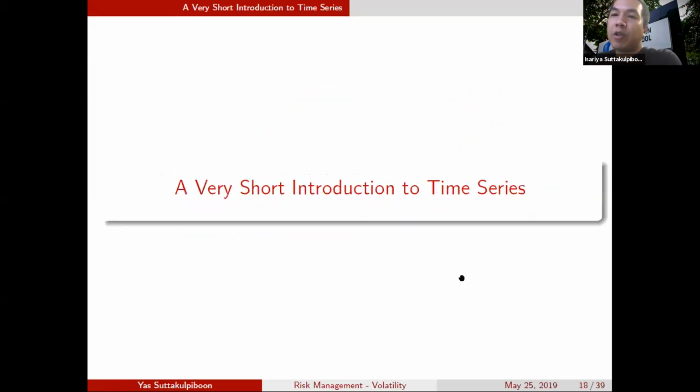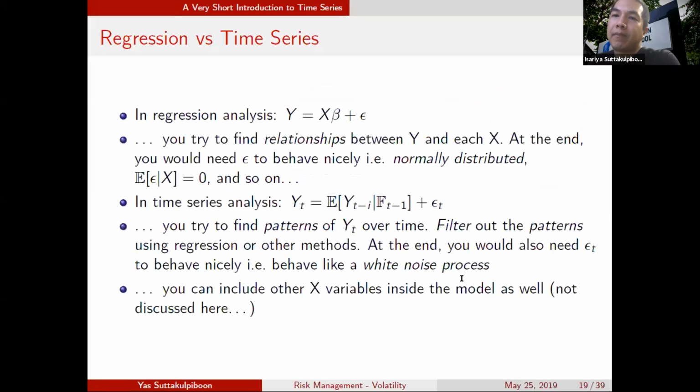All right, so just a very short introduction to time series. Now I want you to think about the regression model that you probably like. It's very useful, right? When you think about the model for regression analysis, you have Y, the dependent variable, and you have the parameters alpha plus beta X, plus epsilon. So you probably want to find a relationship between Y and X.